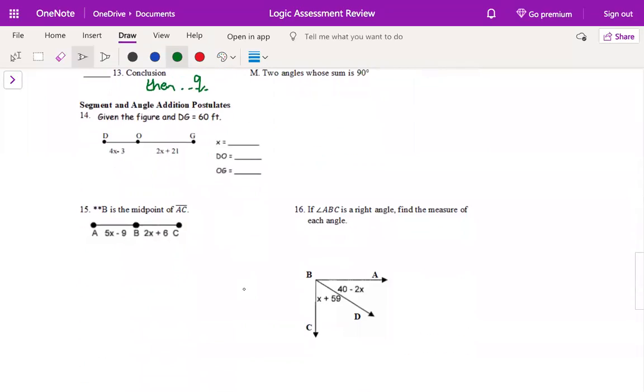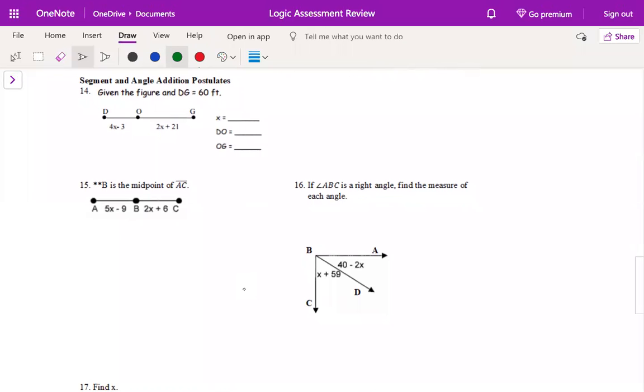Right now, the calculation part. So I'm going to go ahead and just set these up, but let you finish them off as part of the assignment. So let's start with the segment addition postulate. Let's see what it says. We're given this figure and we're given the fact that DG is 60. So I always say that you should always put on all the information in your picture so that it's a little bit easier to figure out what you're doing.